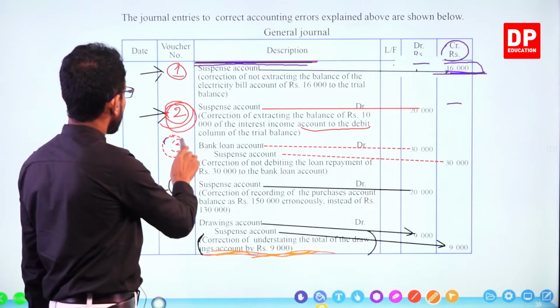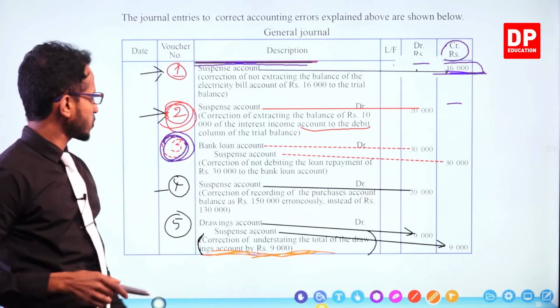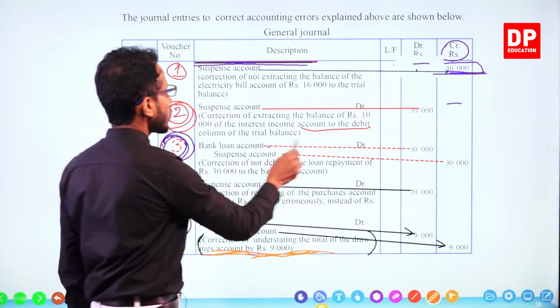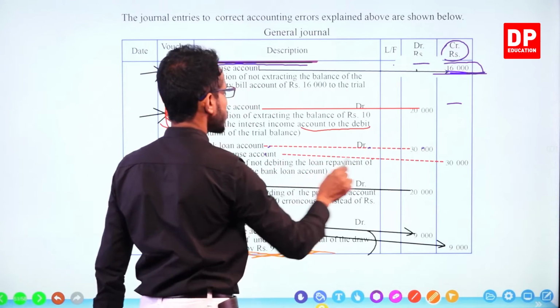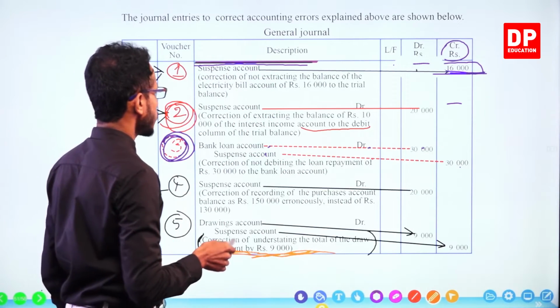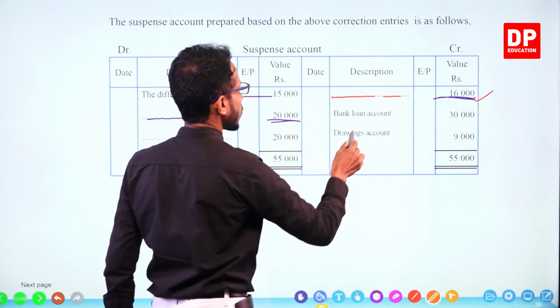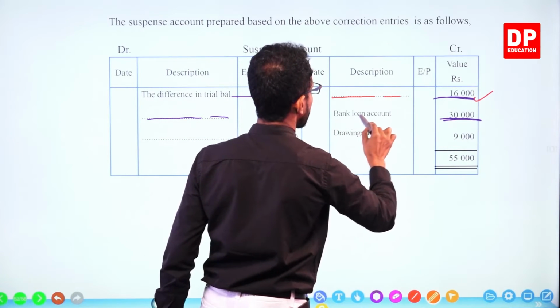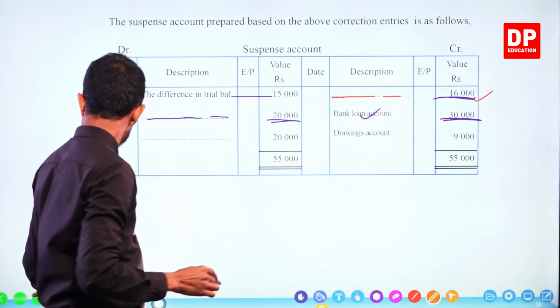Again, third. Next one, there is a double entry. Bank loan debit 30, suspense credit 30. So you credit suspense with 30, saying bank loan, because there is a double entry. It's done, saying bank loan.